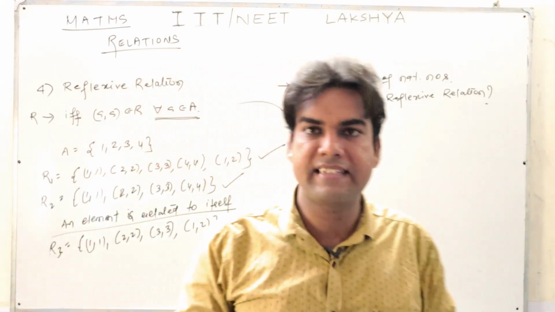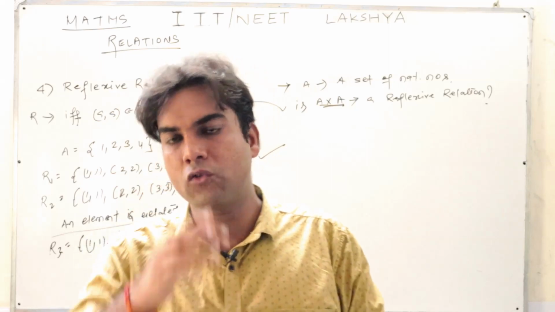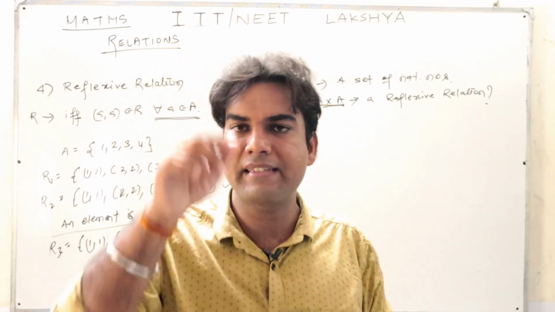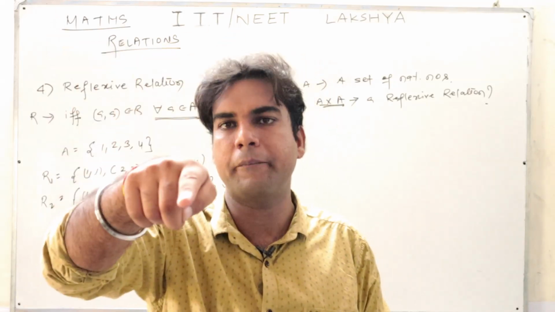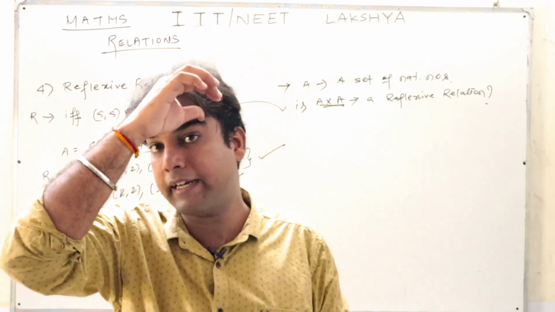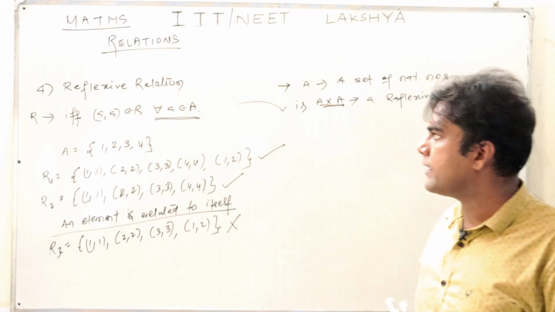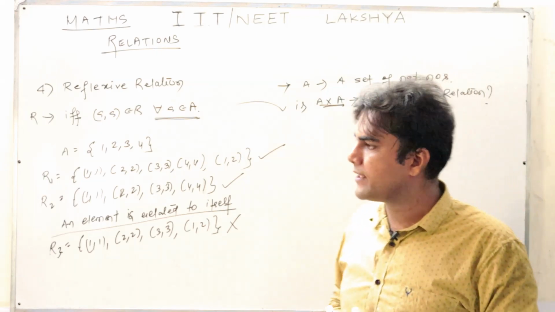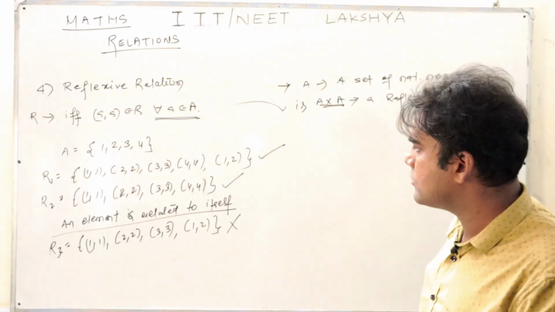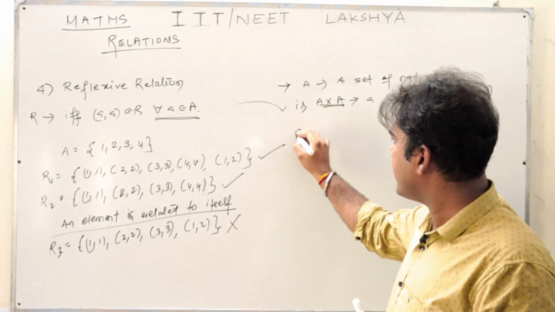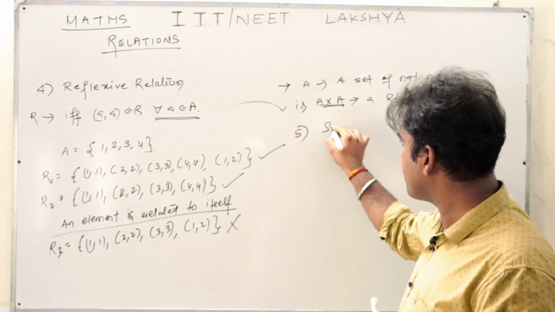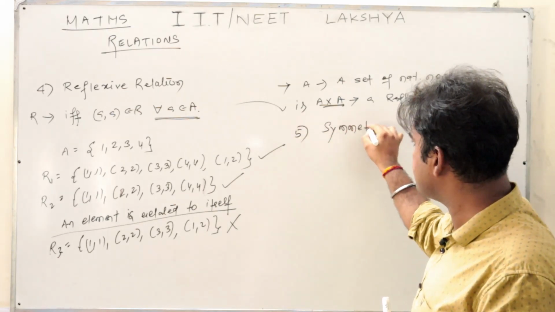If someone asks, is it identity? No, it is not identity, because 1 2 is also there. Identity means an element is related to itself only. Reflexive means an element is related to itself. So that is the meaning of your reflexive relation. I hope it is clear to you. Now let us see relation number 5, which is your symmetric relation.